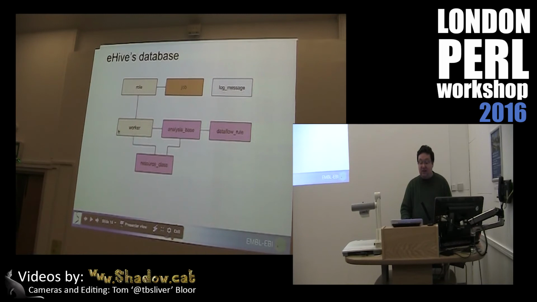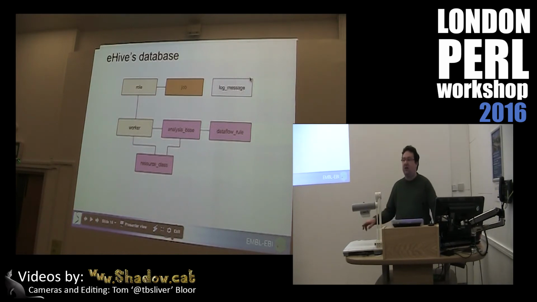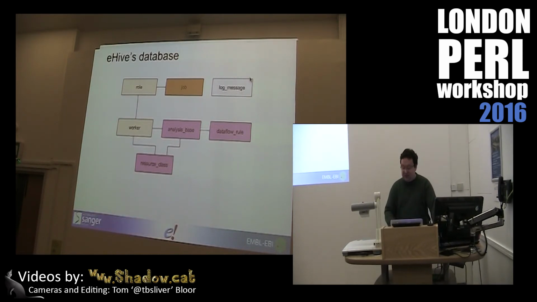Workers get created by the queen and the beekeeper. What a worker will do is find a job and specialize to that job, and there's a role that maintains that relationship. And then we also have some logging going on from workers, from the beekeeper, whatever, just so you know what went right and what went wrong.